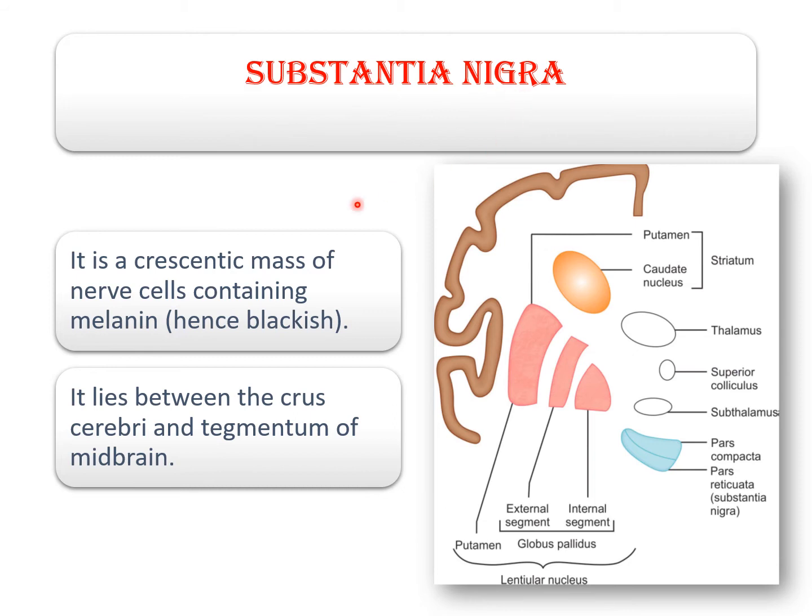Substantia nigra. It is a crescentic mass of nerve cells containing melanin, hence it is blackish in color. It lies between the crus cerebri and tegmentum of the midbrain. So this one is the substantia nigra, pars compacta and pars reticulata, and it lies between the crus cerebri and tegmentum of the midbrain.